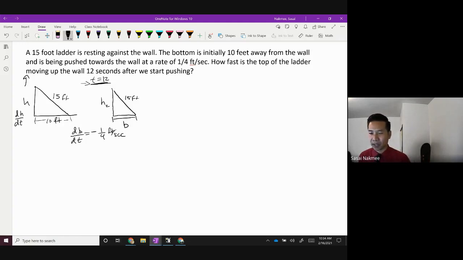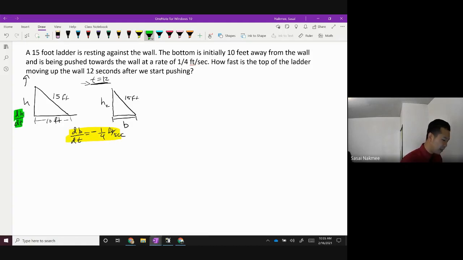Negative and positive is really just a form of direction, right? So if the ladder was sliding away from the wall, I would say dB/dt would be a positive 1/4 feet per second because it's increasing its distance. But in this case, it's decreasing its distance. Therefore, the rate at which the base is changing is negative. So I have dB/dt. I'm trying to find dH/dt.